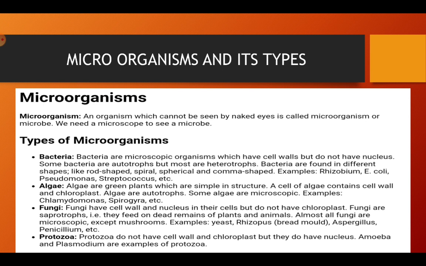Let's discuss protozoa. Protozoa do not have a cell wall and chloroplast, but they do have a nucleus. Amoeba and Plasmodium are examples of protozoa. You have learned what amoeba is. You have seen it in your previous class also. So amoeba has an irregular body and is actually a protozoa. In the previous class you only learned that it is a microorganism, but it's actually a protozoa, and it has a nucleus that we also saw in the previous class.